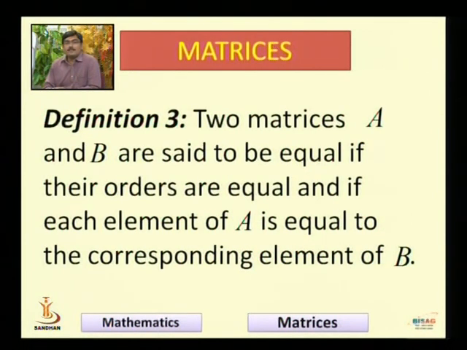Okay, so now we have defined new objects called matrices. The moment we have defined new objects, we should say when these objects are equal. For example, in the discussion of vector spaces, you must have defined when two elements of R2 are equal. Similarly, we will have to say when two matrices are equal.